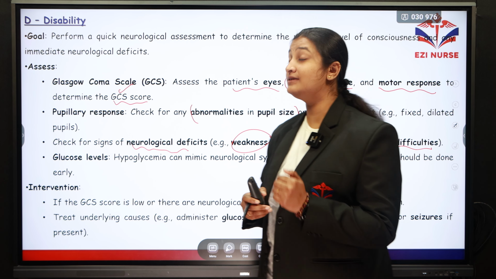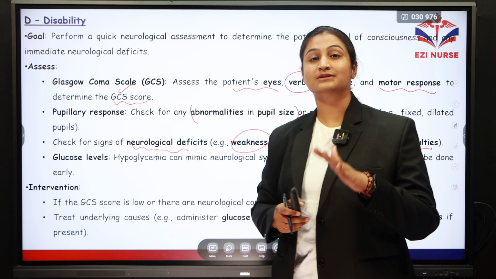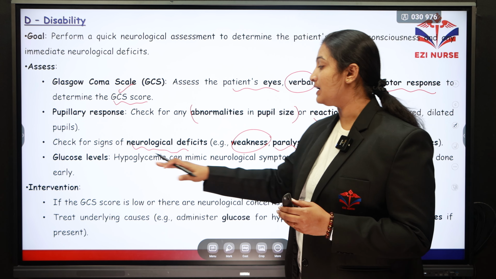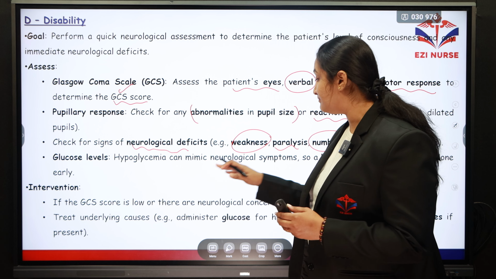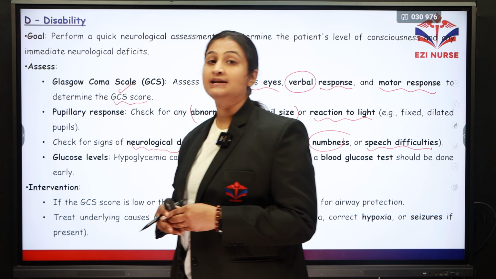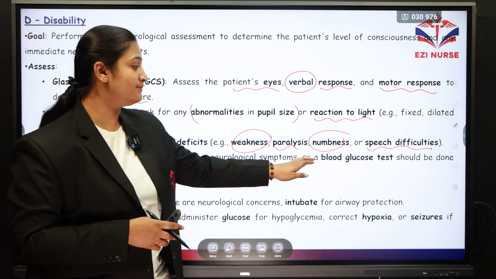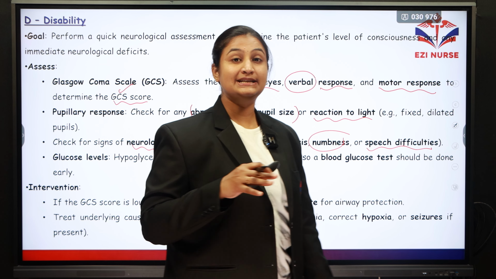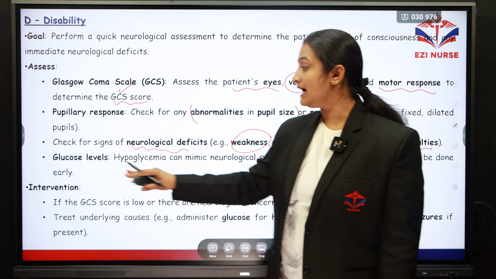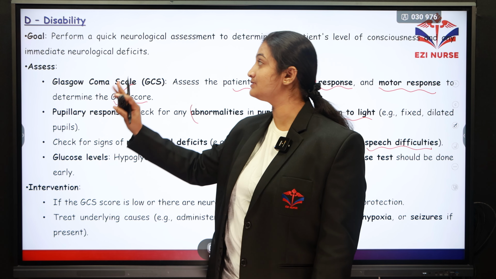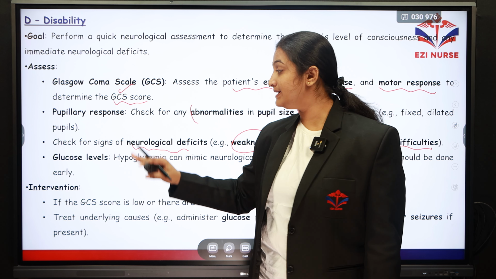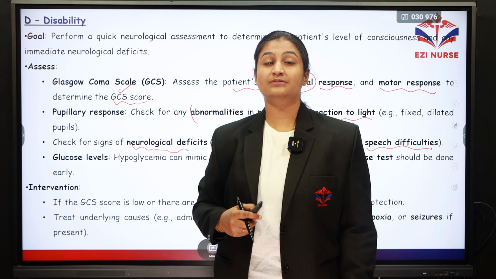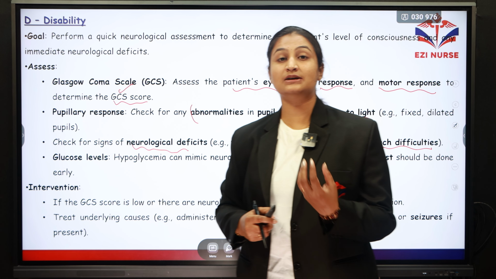Next, moving to the glucose level, how well the glucose level is maintained. Hypoglycemia can mimic neurological symptoms. The blood glucose level should be checked properly and diagnosed early. So that is D, that is disability. And what are the interventions? Why are we using this Glasgow scale?